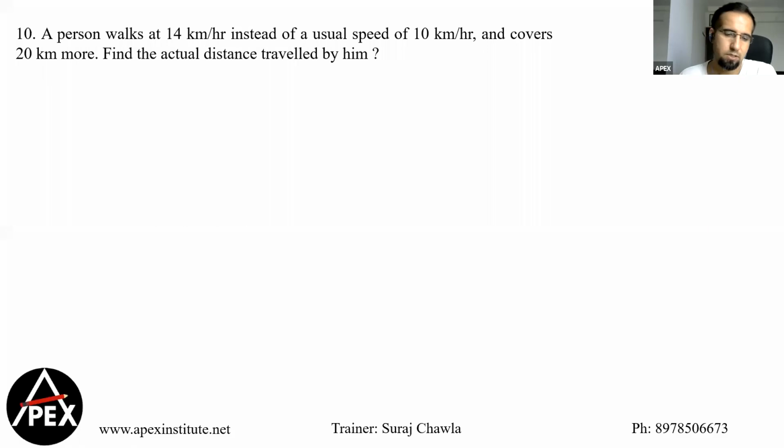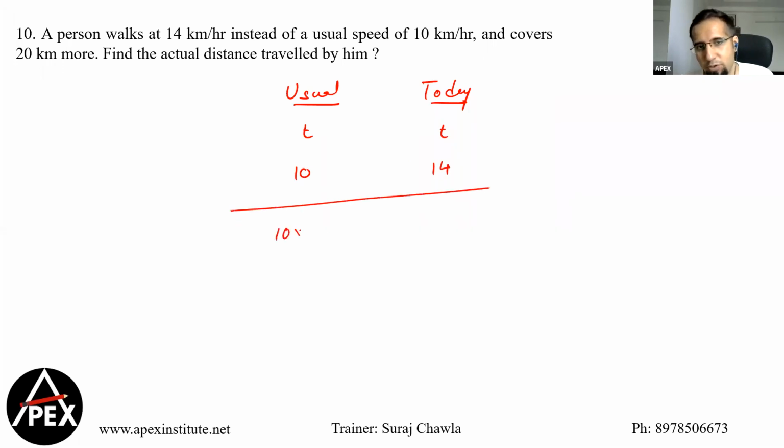This question says that a person walks at 14 kilometers an hour instead of a usual speed of 10 kilometers an hour, and covers 20 kilometers more. That means usually, let's say I've been running for T hours, and one fine day, let's say today, also I ran for T hours only. So usually I run at 10 kilometers an hour speed and today I ran at 14 kilometers an hour speed, which means the distance that I used to cover usually is speed into time, and the distance I cover today is again speed into time.